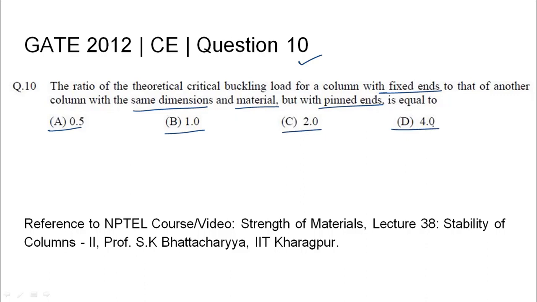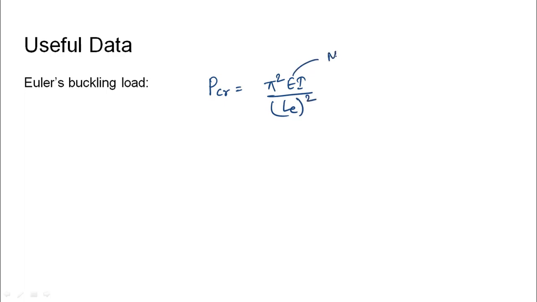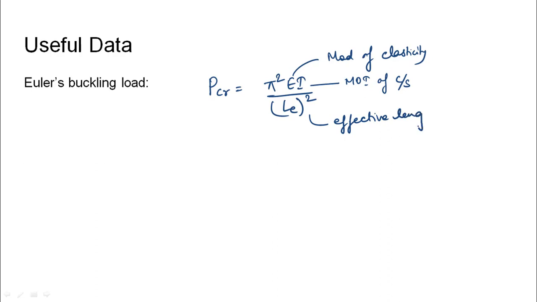The relevant NPTEL reference has been listed. So coming to the useful data, when we talk about Euler's buckling load, it gives the critical load of a column, which is pi square EI by the effective length whole square. Here E is the modulus of elasticity of the column material, I is the moment of inertia of the cross section of the column, and LE is the effective length of the column depending upon its end conditions.